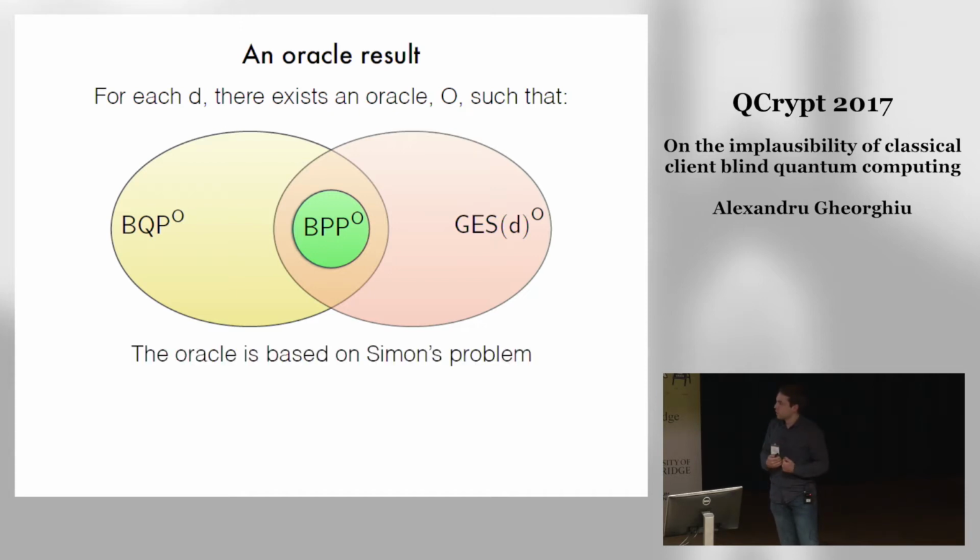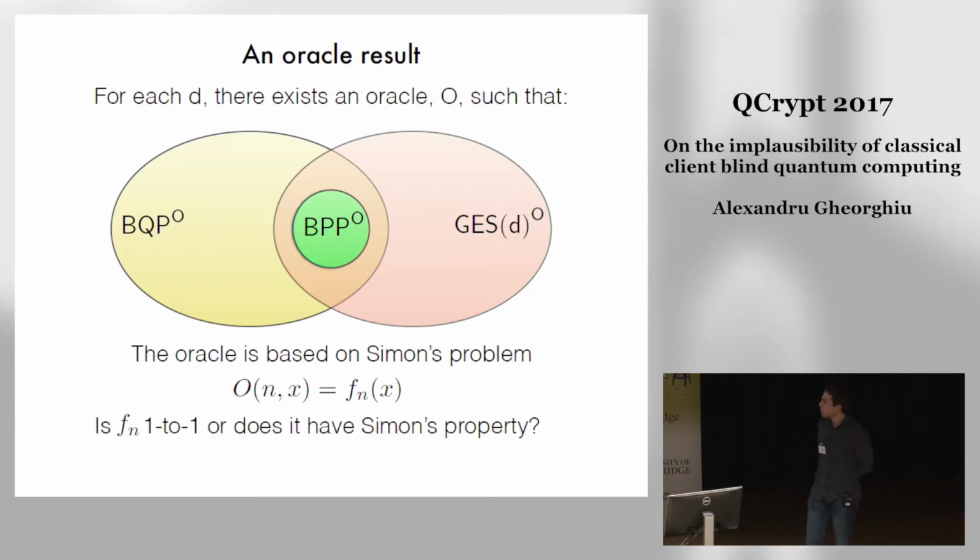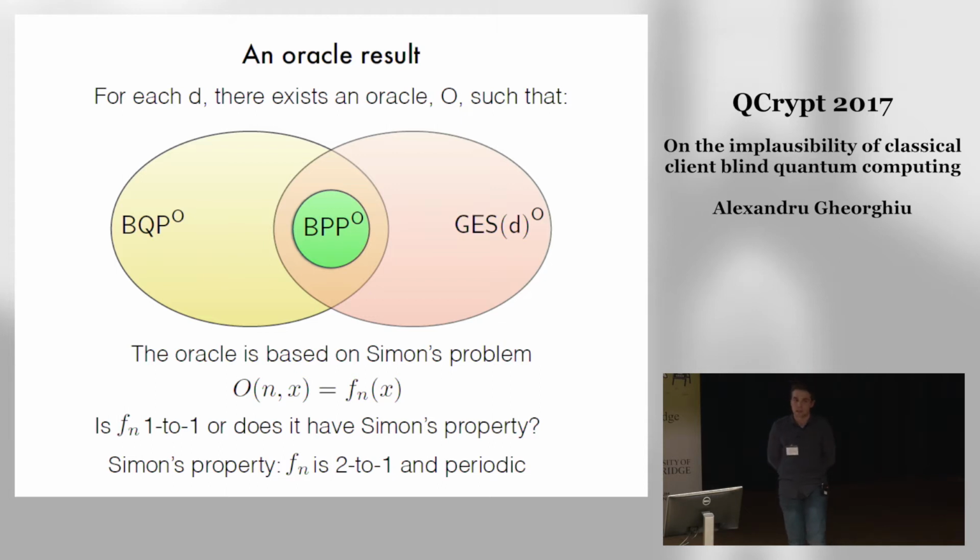So the oracle itself is based on Simon's problem, and basically what the oracle does is you give it an index n and a value x, these are binary strings, and it gives you the evaluation of some function specified by the index on the point x. And the problem that we can define relative to this oracle, which is exactly Simon's problem, actually the complement of that problem, is to determine, given an index for such a function and access to the oracle, whether the function is one-to-one or has Simon's property, where Simon's property just means that the function is 2-to-1 and it has a certain periodicity condition. So this is a bit of an oversimplification because there's actually a bit more to it than that, but this is the basic idea.